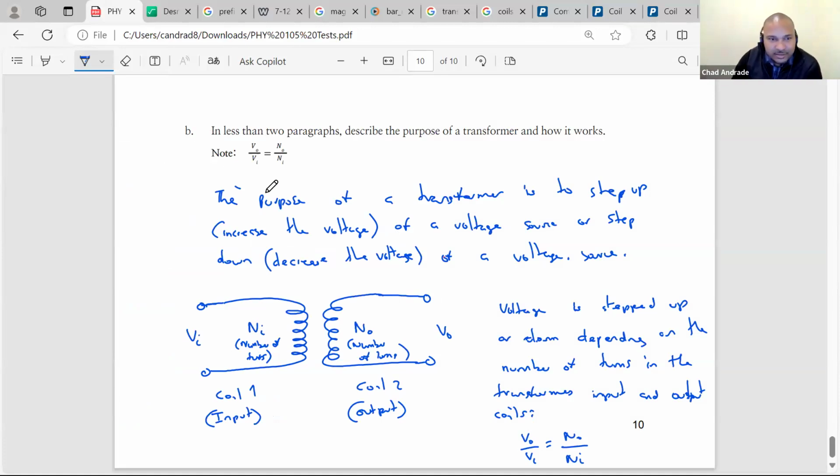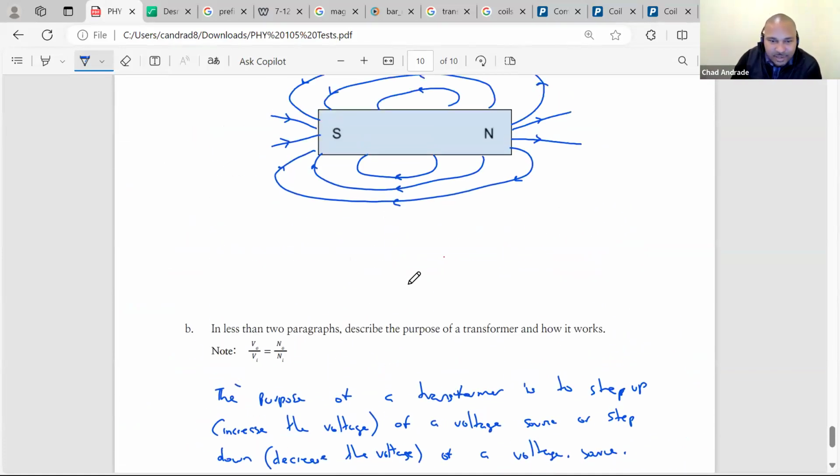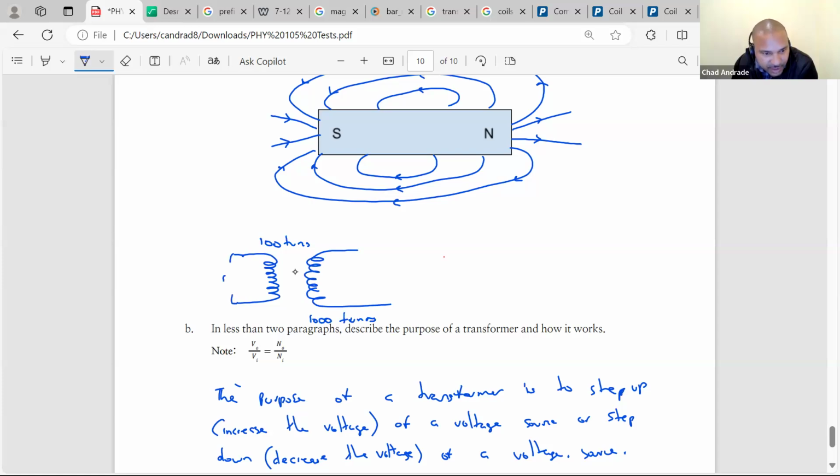I'll put it right here. You'd use a coil that looks like this. This is the input coil right here. It would have, let's say, 100 turns. And then I'll get an output coil, and this one would have 1,000 turns. And I would have my 10-volt input source right here, 10 volts. And then this is what would happen.